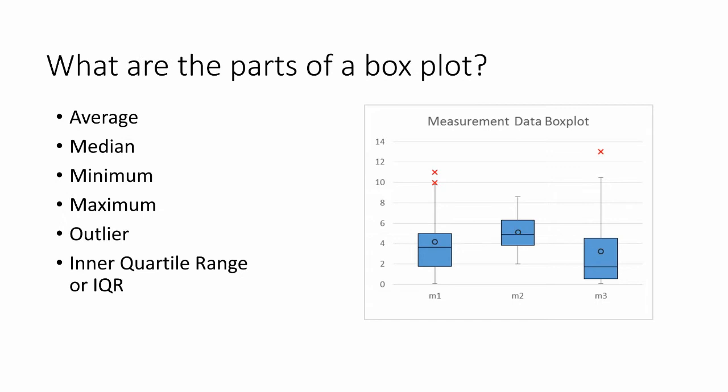So what are the different parts? You can see we have an average, which is this circle. It's just a basic average calculation. The median is the middle line there. The minimum is the bottom whisker. Maximum is the top whisker. And then we've got our 2 outliers here and the other outlier over here that we're showing. And then you have our interquartile range, or the IQR, which shows the middle 50% of the data.